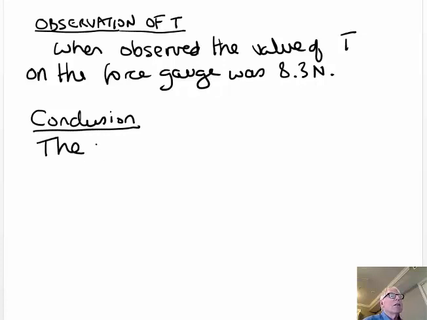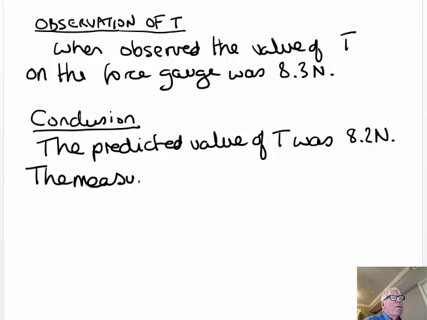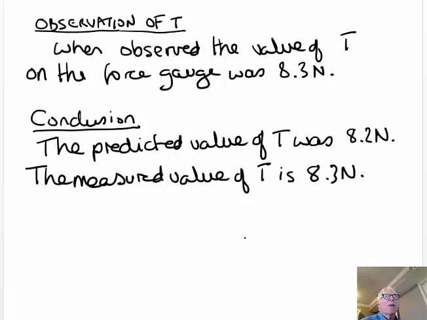The predicted value of T was 8.2 newtons. The measured value of T is 8.3 newtons. Now, we've not looked at uncertainties.